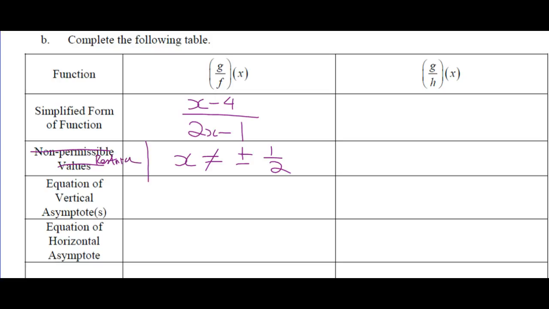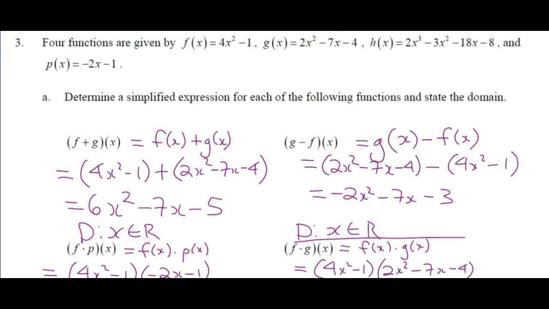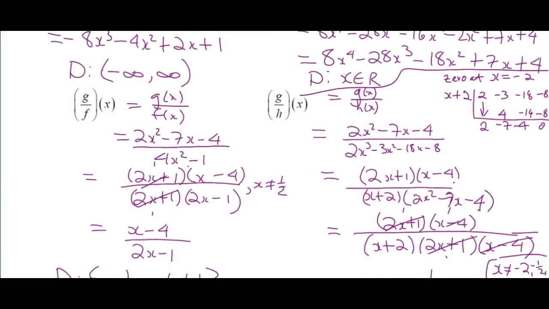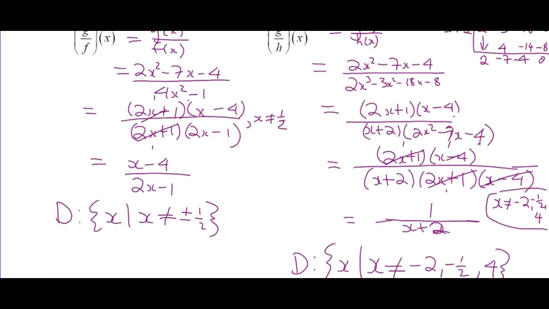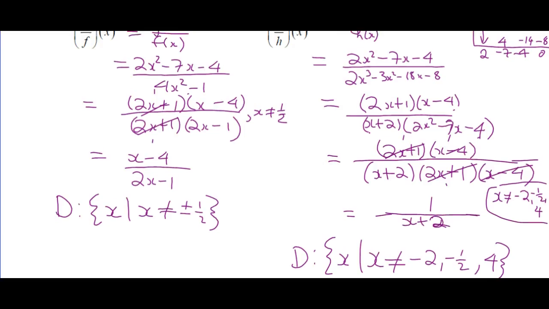Right, because non-permissible values, I'd have to write x equals. So they're really restrictions, right? X cannot equal. It's better to state it that way, right? Don't put in a half or negative a half. Vertical asymptotes. So where do we get a vertical asymptote? At the restrictions, right? So the plus or minus 1/2.